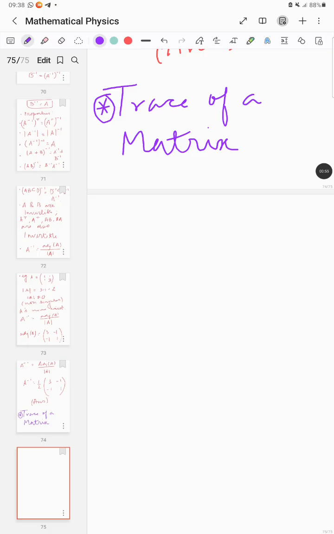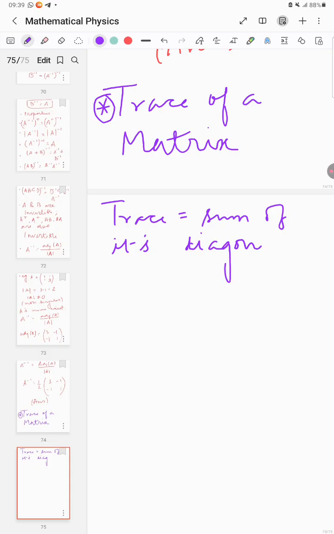Alright. Now, as already said, trace of a matrix is the sum of its diagonal elements. So, trace is equal to the sum of its diagonal elements. We write trace of a matrix as TR of a matrix A in brackets.